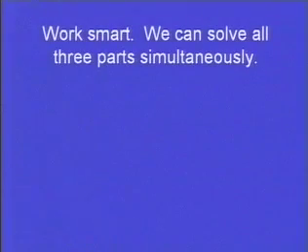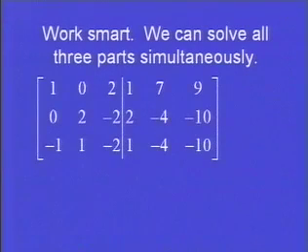But we can work smart. We can solve all 3 parts simultaneously. Here's how. Instead of just making an augmented matrix with the 1, 2, 1 on the right-hand side, or the 7, negative 4 on the right-hand side, or the 9, negative 10 on the right-hand side, why not throw them all over there? So I've got, after the line, I've got 1, 2, 1, and then 7, negative 4, and then 9, negative 10. What this is going to accomplish for me is it's going to solve all 3 of the systems of equations simultaneously. Let's see if we really believe this is going to happen.